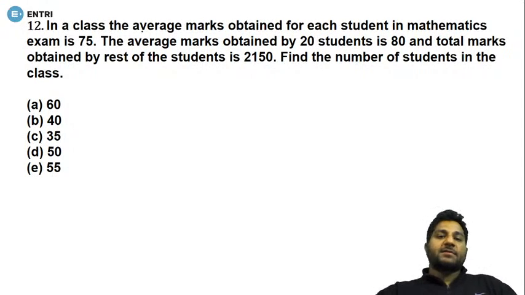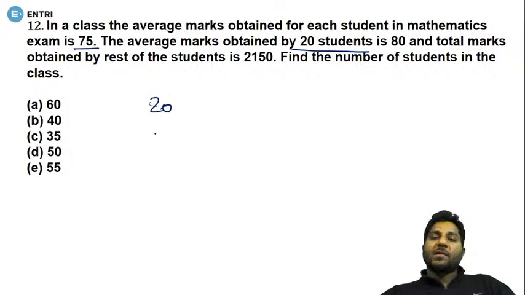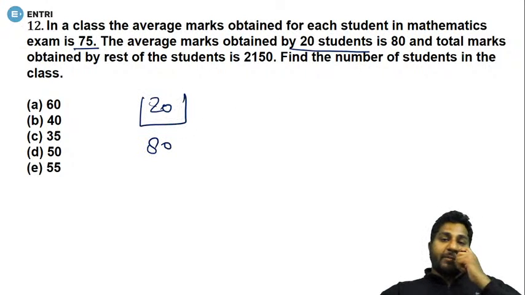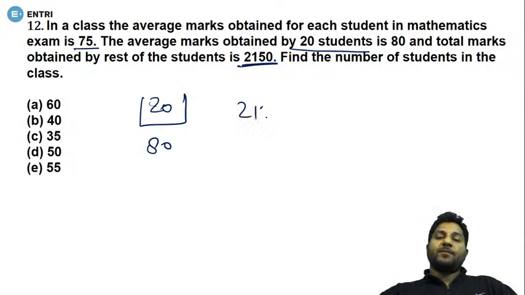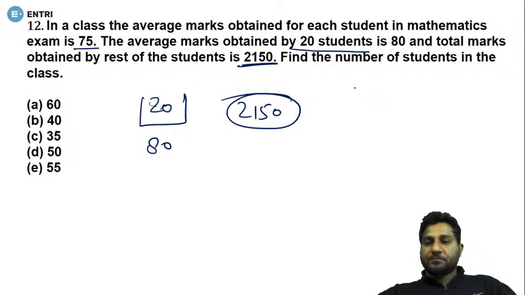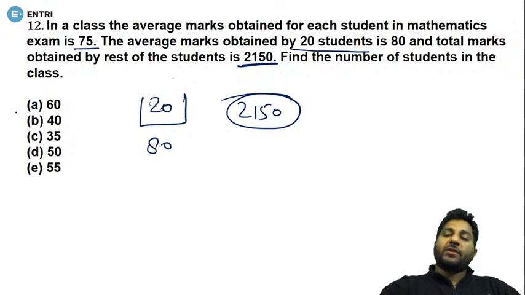In a class, the average marks obtained by each student in mathematics in the exam is 75. The average marks obtained by 20 students is 80, and the total marks obtained by the rest of the students is 2150. Then find the number of students in the class. Now tell me, who is going to tell me the answer?